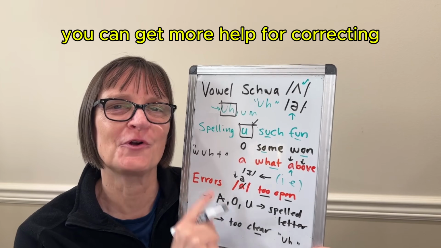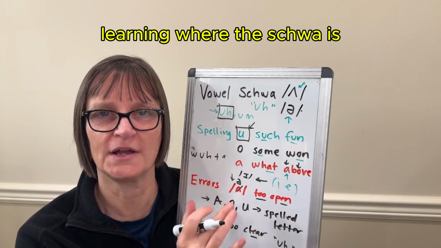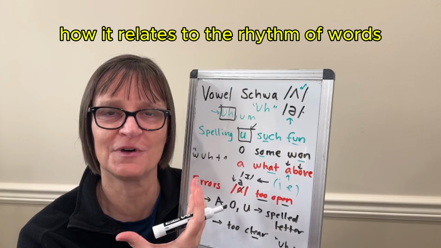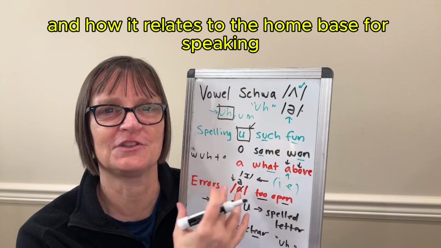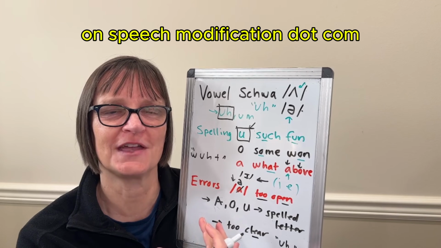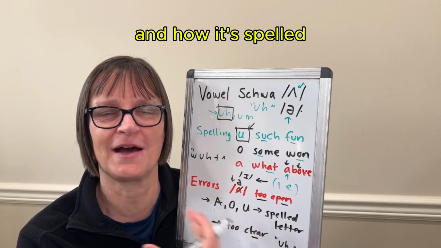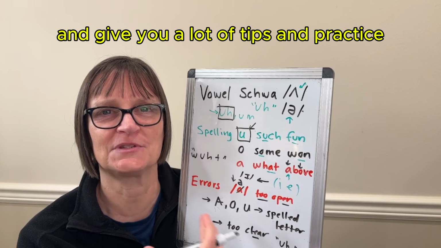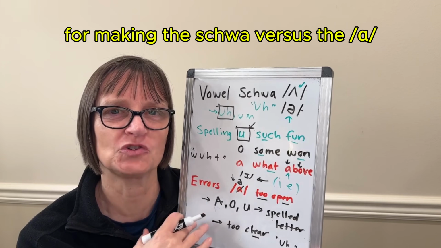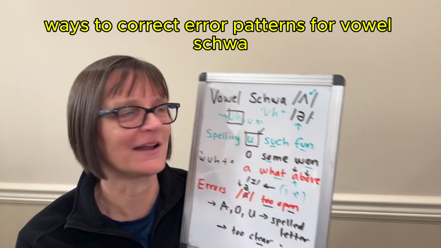You can get more help for correcting this accent error pattern, learning where the schwa is, how it relates to the rhythm of words, and how it relates to the home base for speaking in our Sounds of English course on speechmodification.com. I go through all of the common words that have schwa and how it's spelled, and give you a lot of tips and practice for making the schwa versus the ah, and other ways to correct error patterns for vowel schwa.